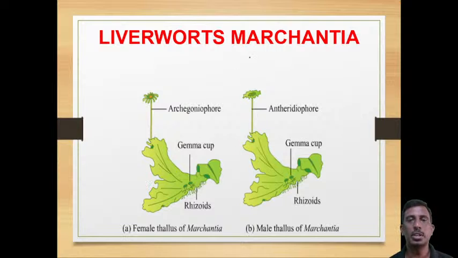So Marchantia is a dioecious plant. So it is a dioecious plant. There are male and female plants separately. Okay. So female thallus of Marchantia and male thallus of Marchantia.